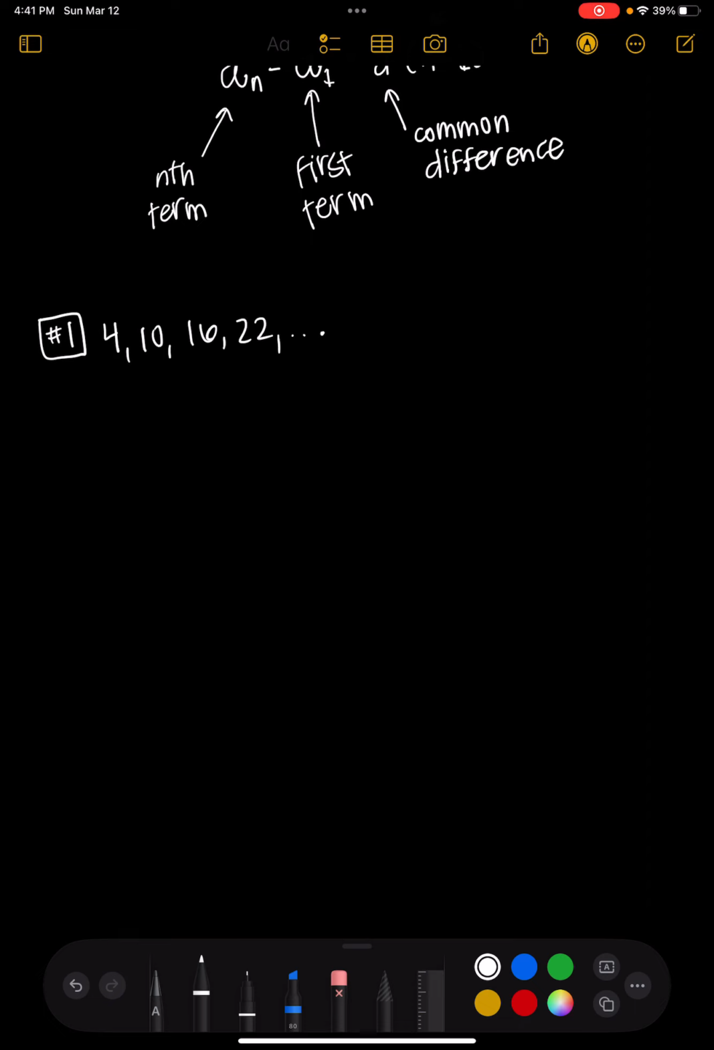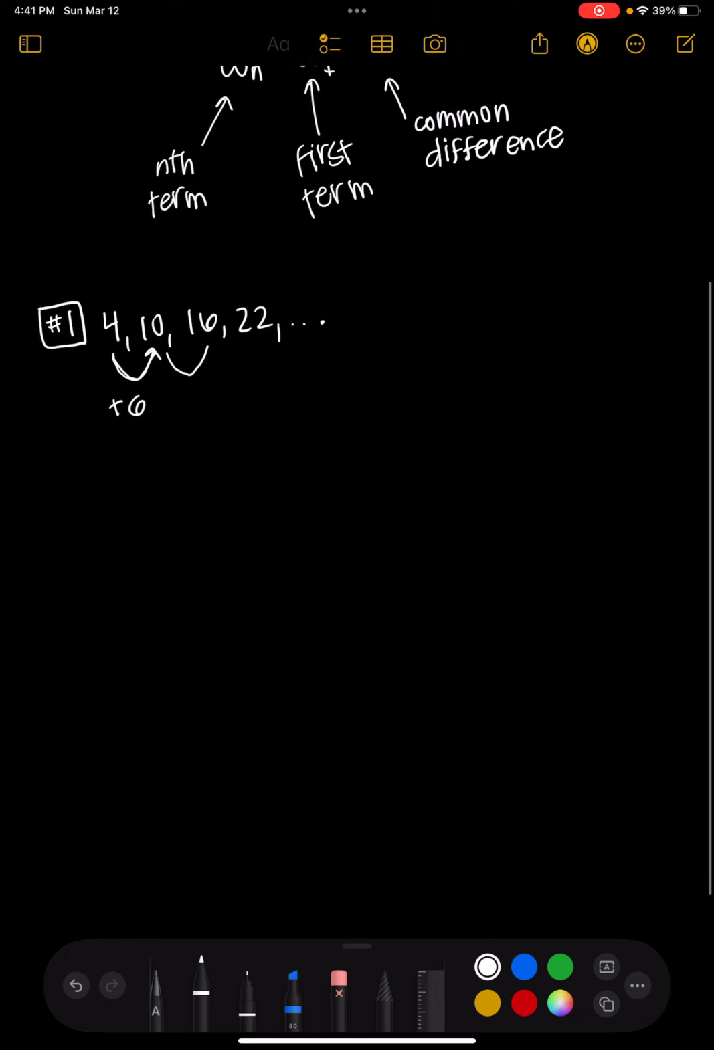Okay, so what we're going to do is look for what it's adding every time, if it's adding the same thing every time. So the easiest way to do that is to look from 4 to 10. What would I have to add to get from 4 to 10? Well, in that, I would have to add 6, right? Now we're going to check all the other ones and make sure that they're still adding 6. So to get from 10 to 16, what would I have to add? Oh, I'd have to add 6. To get from 16 to 22, I'd have to add 6.